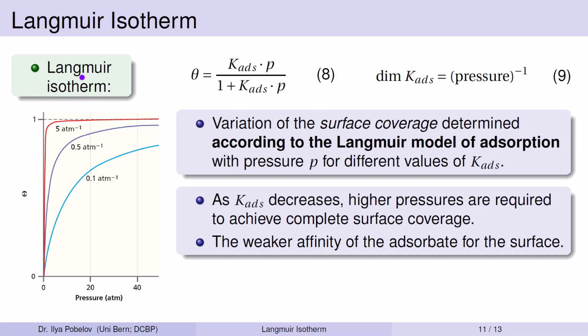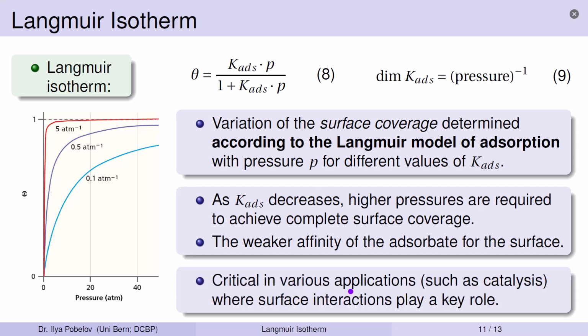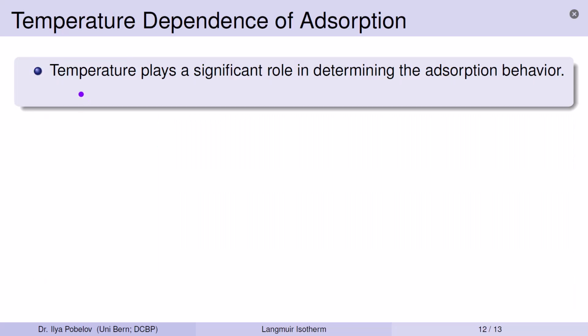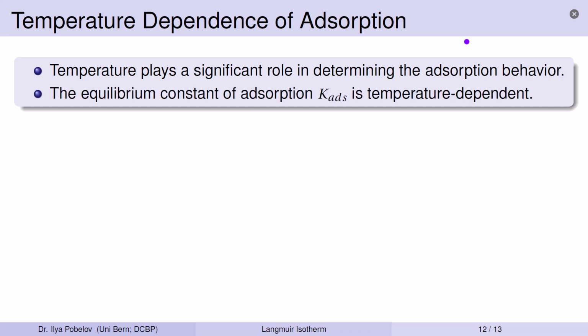The Langmuir isotherm is an important equation in the study of adsorption. The relationship between the surface coverage and the pressure of the adsorbing gas is critical in various applications, such as catalysis, where surface interactions play a key role. In the context of Langmuir isotherm and adsorption in general, temperature plays a significant role in determining the adsorption behavior. The equilibrium constant of adsorption is inherently temperature dependent.